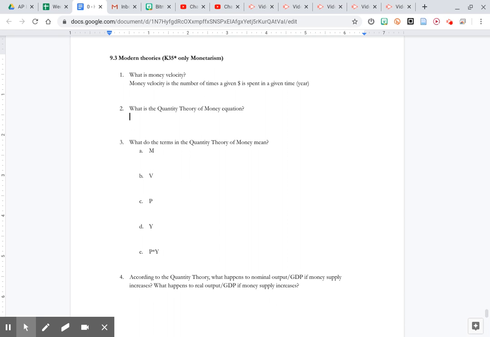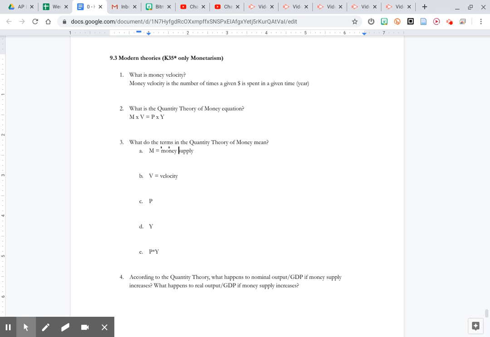The quantity theory uses money velocity to establish the relationship between the money supply and real GDP. So the quantity theory says M times V is equal to P times Y. And that's our next part, what do these terms mean? M is the money supply, and we can just leave that broadly stated. V is the money velocity.